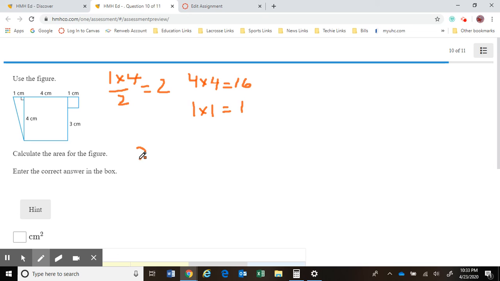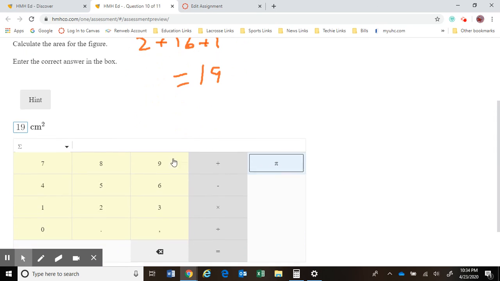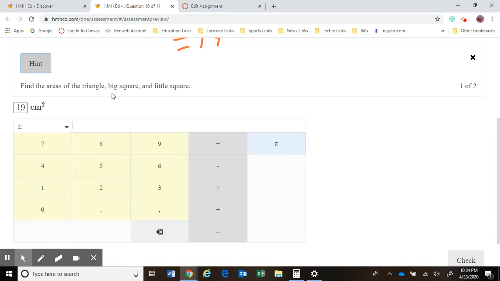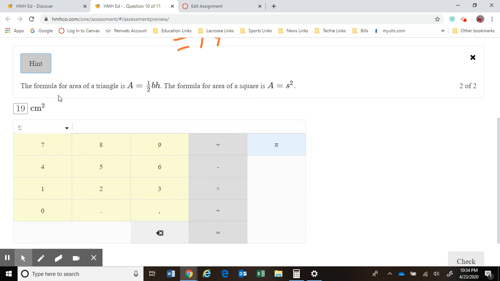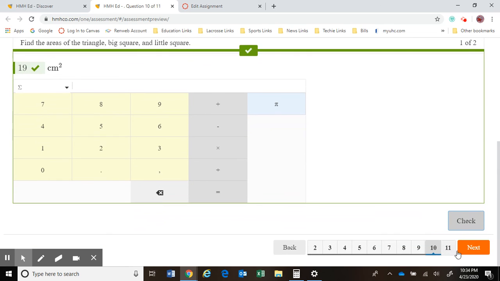And then, of course, I'm going to add these 3 together. 2 plus 16 plus 1 is 19. All right, and we add those 3 together, 19, and we're good. If you need to see the hints, find the triangle, the big square, the little square. So it even told you it was a little square. Now I use length times width, but you also could use side squared. Okay, check it. We're good.